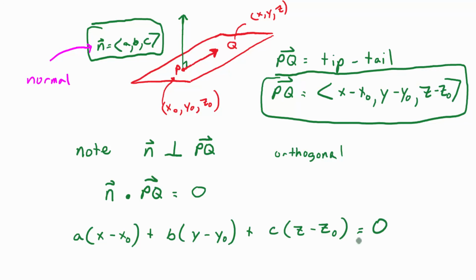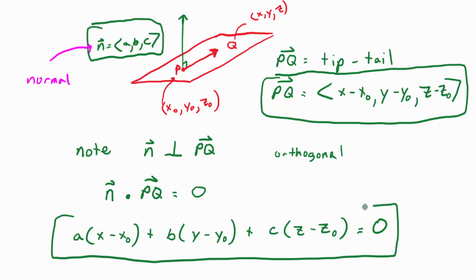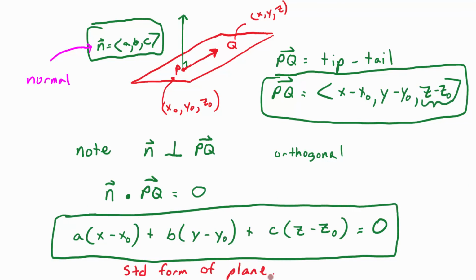And so by using that dot product and the fact that N and PQ are orthogonal, we can come up with what we call the standard form of the equation of a plane. Okay, this is your standard form. A, B, and C are the components of the normal vector. X naught, Y naught, Z naught, a point on the plane. Okay? So what did we just discover? You need only two things to find the equation of a plane. You need a normal vector and a point on the plane.